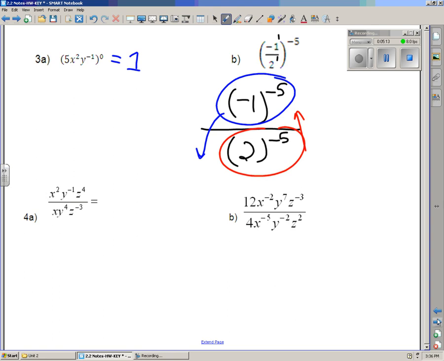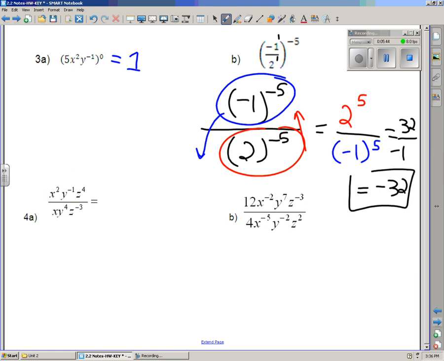So what ends up happening here is on the top, you get a 2, and now the exponent becomes positive 2 to the 5th. On the bottom, you get a -1, but the exponent becomes positive. You flip out the negative exponent, not the negative number. And then what happens here is 2 times itself 5 times is just 32. -1 times itself 5 times is just -1. And this final answer becomes -32.